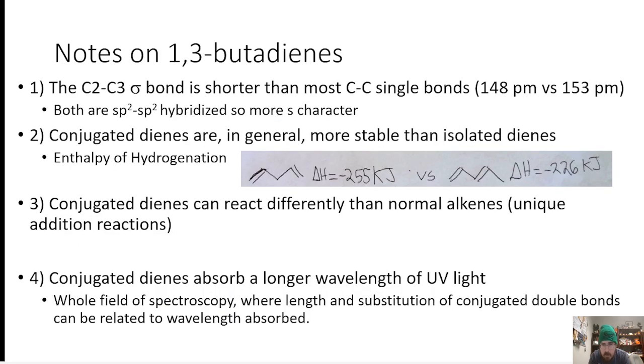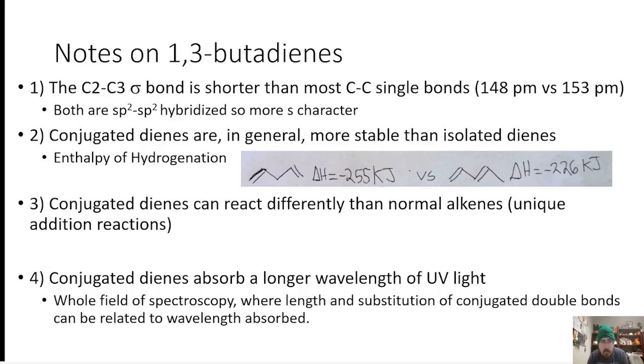Now, some notes on the butadiene. The carbon 2 to carbon 3 bond is a sigma bond, but it is shorter than most carbon-carbon single bonds. Where most carbon-carbon single bonds are 153 picometers, it's 148. And that's because both carbons are sp2 hybridized, and so they have more s character.